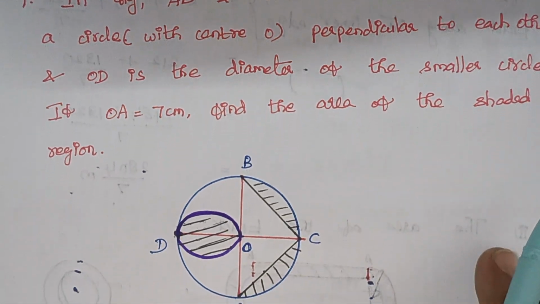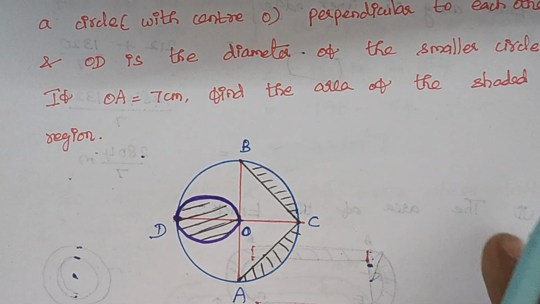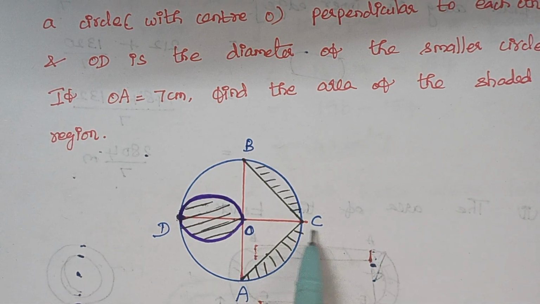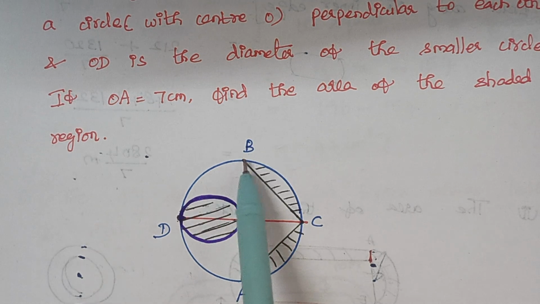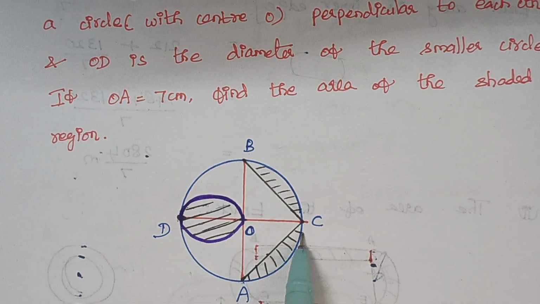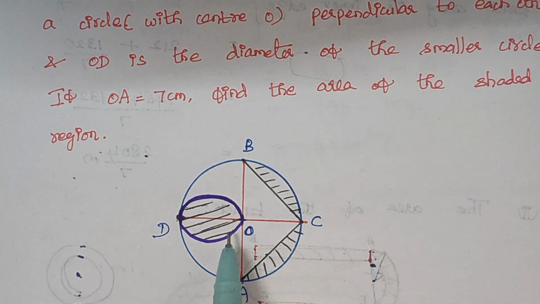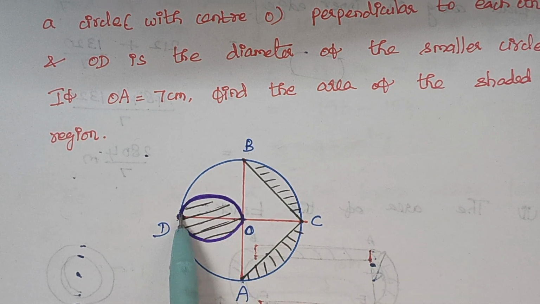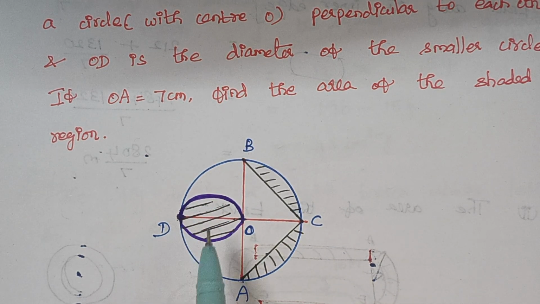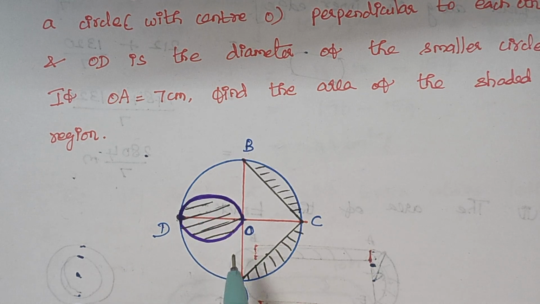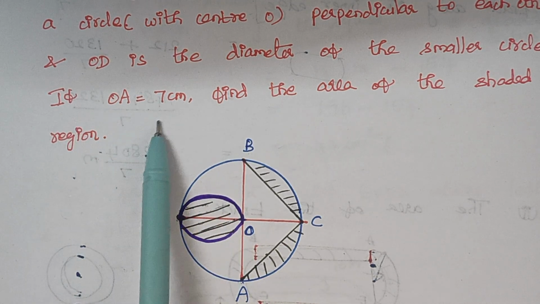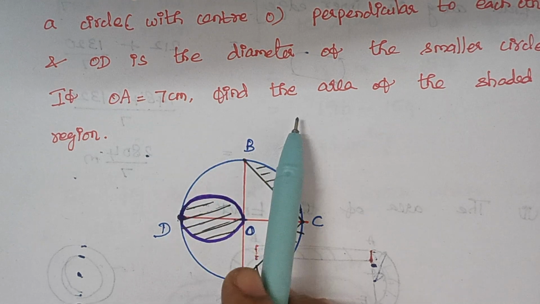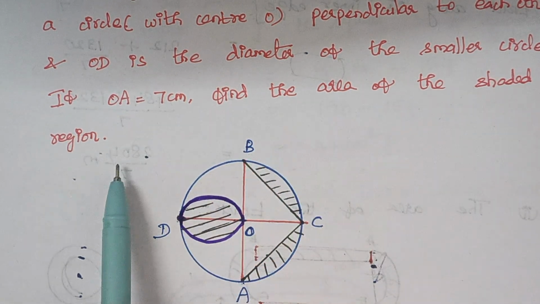So here you see the diagram is given, right? AB and CD are the two diameters of the circle. This is one diameter and this is one diameter. And this OD is the diameter of the smaller circle. It is obvious from the diagram. Next, if OA is equal to 7 centimeter, find the area of the shadowed region.